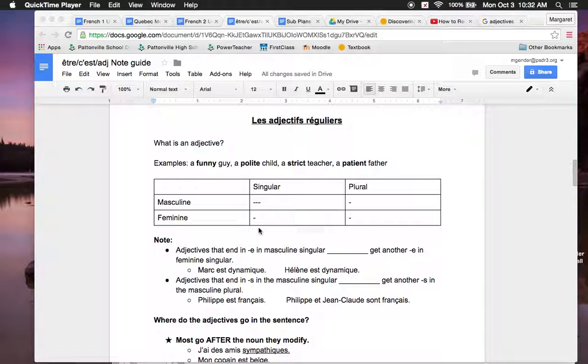I don't think that we have any time to lose, and there's a lot of grammar to cover in this section. So we are going to power on and work with adjectives today. Your substitute should have given you your note-taking guide, which is called Les Adjectifs Réguliers, meaning regular adjectives. You can assume that eventually we'll have irrégulier, irregular adjectives. But for now, it's just regular adjectives, okay?